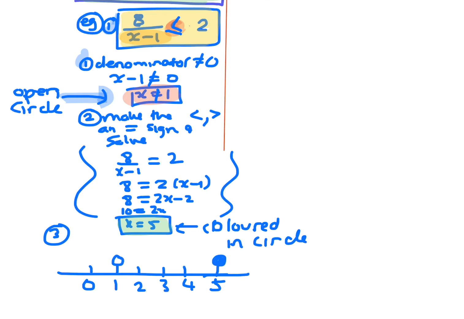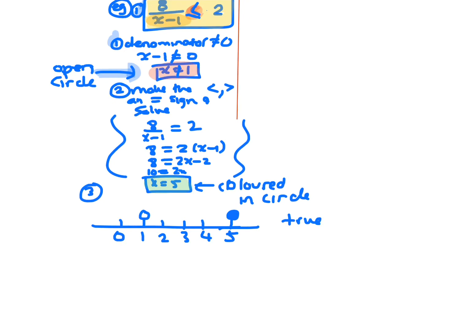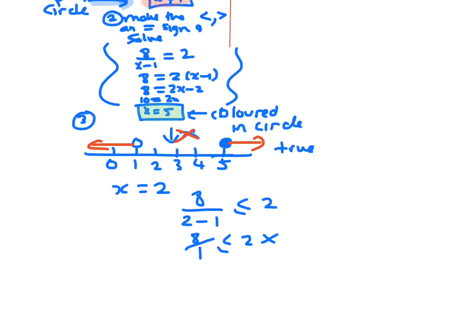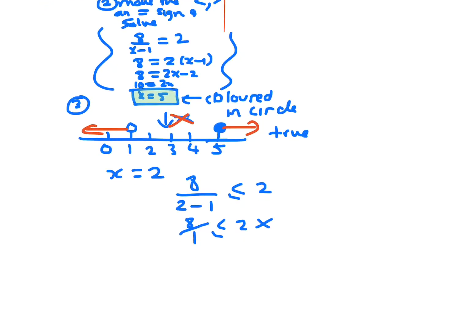All right, so the next step here is to test where it is true. So where would it be true? So have a think about that. If I put in a value in between here, say 2, 8 on 2 minus 1 is less than or equal to 2. Then you could go 8 over 1 is less than or equal to 2. Definitely not true in there. So that's a no-go. So if it's not true on the inside, without even doing anything, it should be true on the outside.